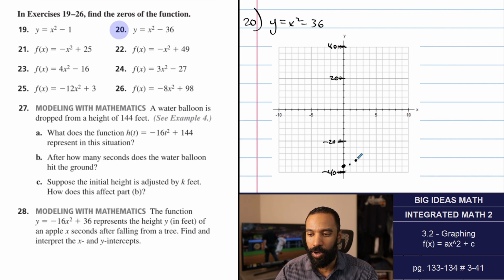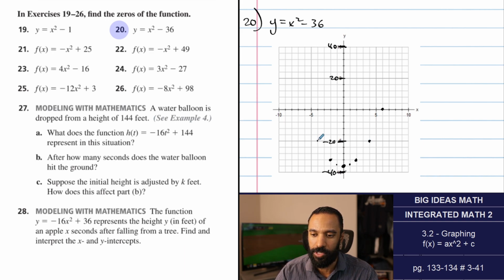3, 9 is kind of weird. 4, 16 is 4, 8, 12, 16. 5, 25 is kind of weird. 6, 36, it's all the way to the top. 4, 8, 12, 16, 20, 24, 28, 32, 36, and that's right there. So we can fit these points if we do enough of those ones.